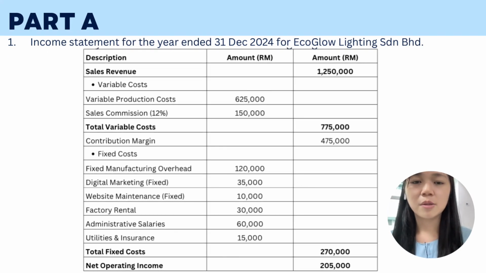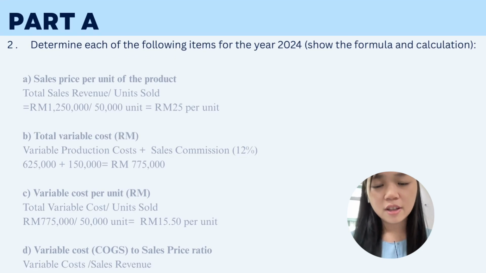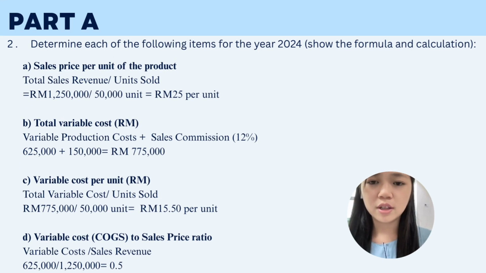Sales price for matrix number 291. Now let us dive into part A, question 1. Here is the income statement. The formula is 1,250,000 divided by 50,000 units, so the answer is 25 ringgit per unit. B. Total variable cost. The formula is variable production cost plus sales commission, which is 625,000 plus 150,000. So the answer is 775,000.